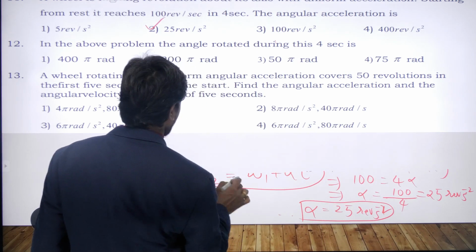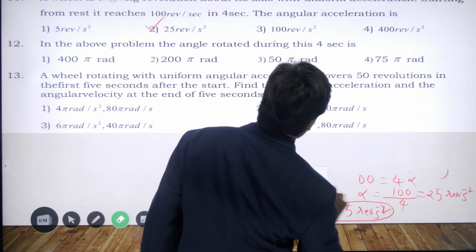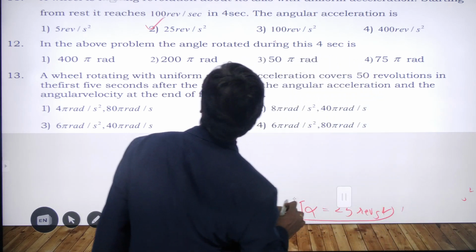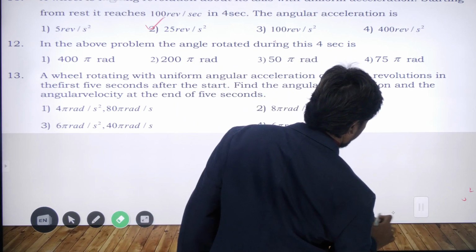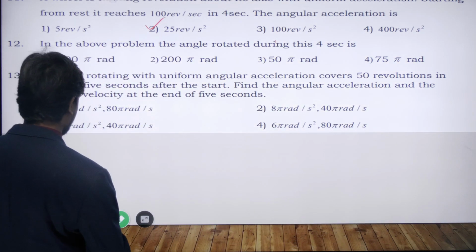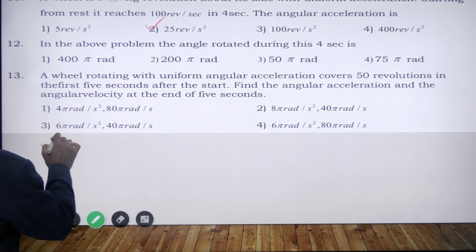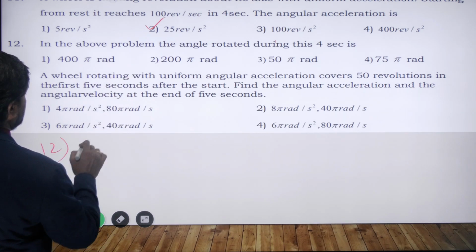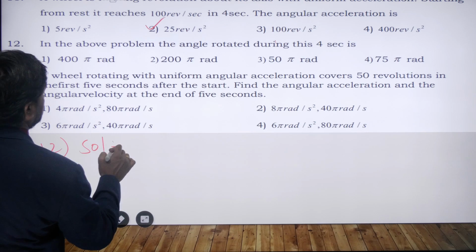So they are asking for the theta value. In the first one it was angular acceleration, and the second one is angle rotated. Angle rotated is nothing but the angular position theta, which we should find out. Now the 12th one we will see. All the data is the same.